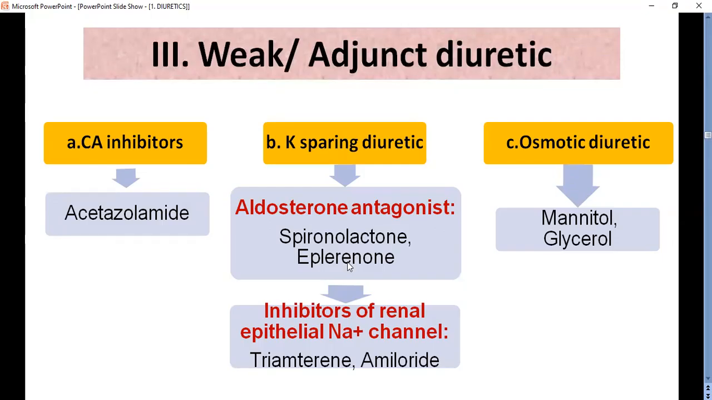Weak or adjunct diuretics, these agents are not used as single therapy. They are used in combination with either loop or thiazide diuretics. These include carbonic anhydrase inhibitors like acetazolamide, potassium-sparing diuretics like aldosterone antagonists. Some are epithelial sodium channel blockers like amiloride. And the third one is osmotic diuretics, which include mannitol and glycerol.